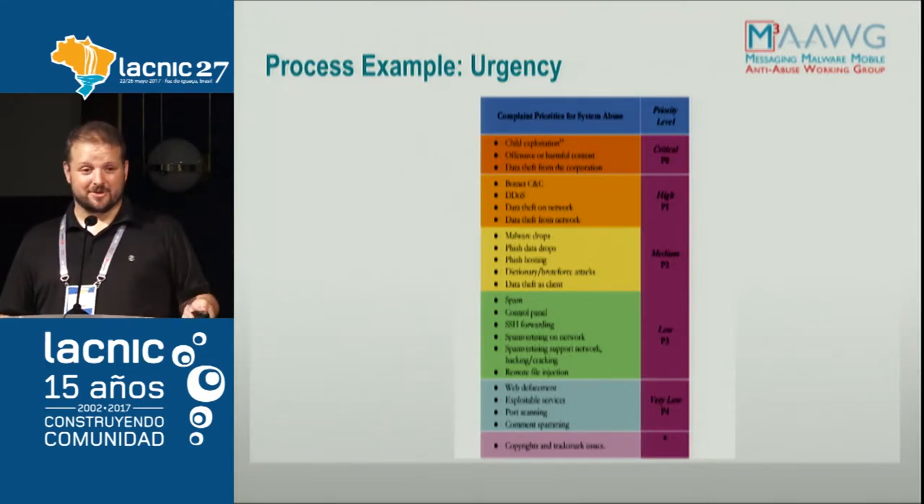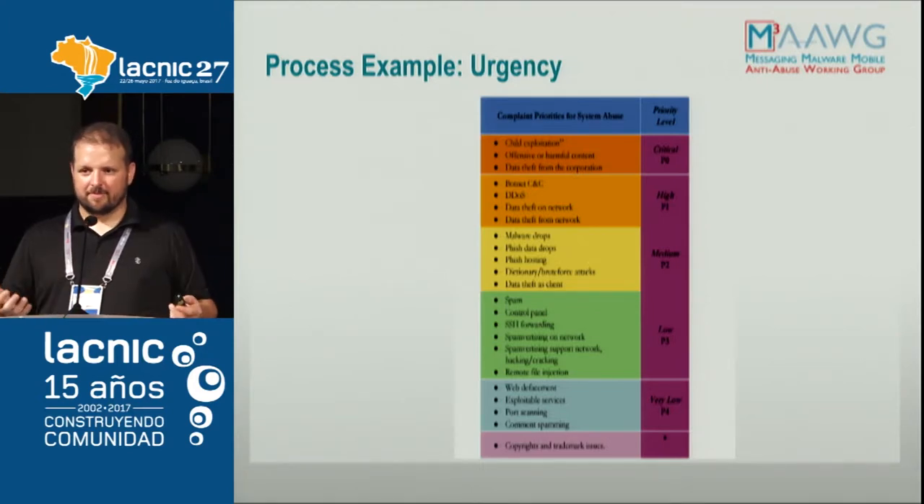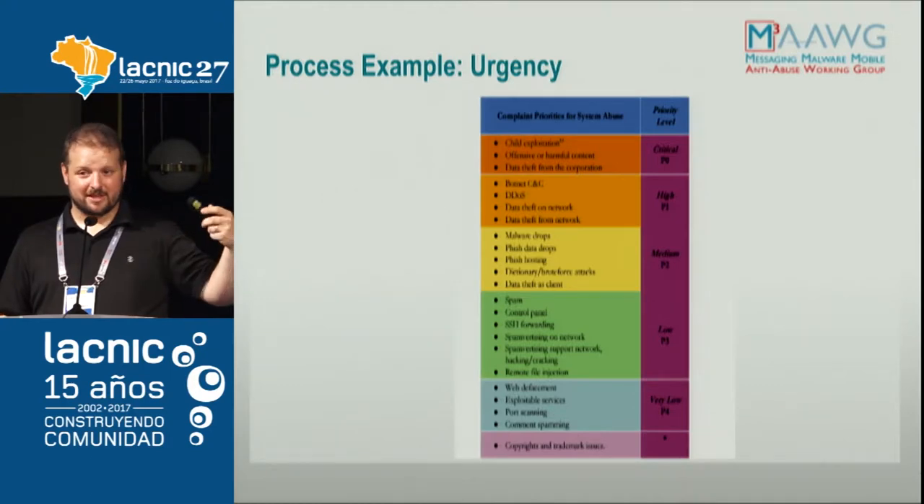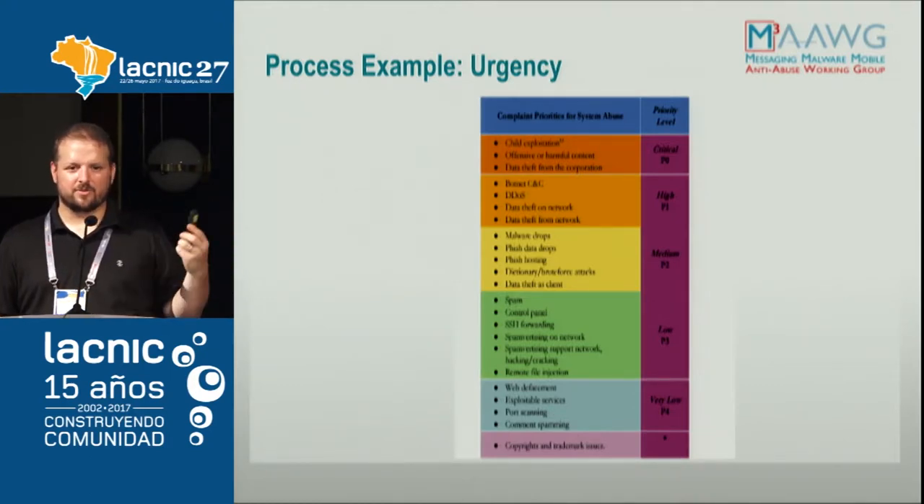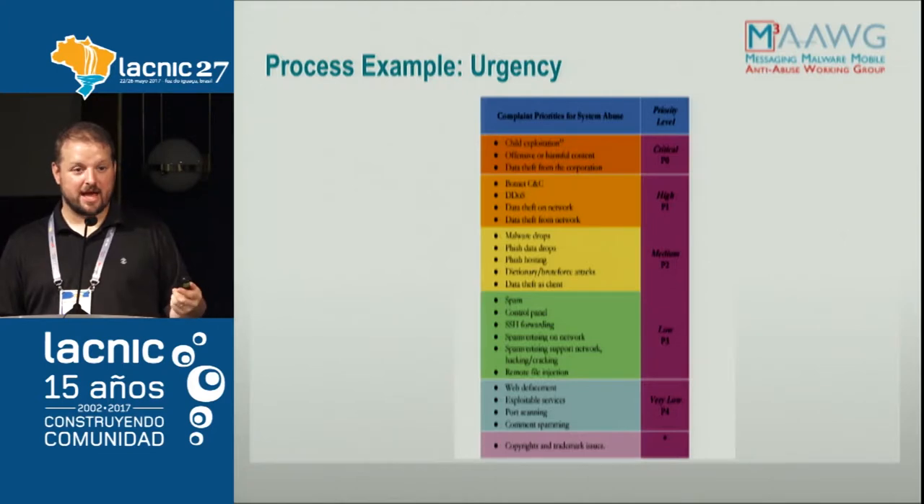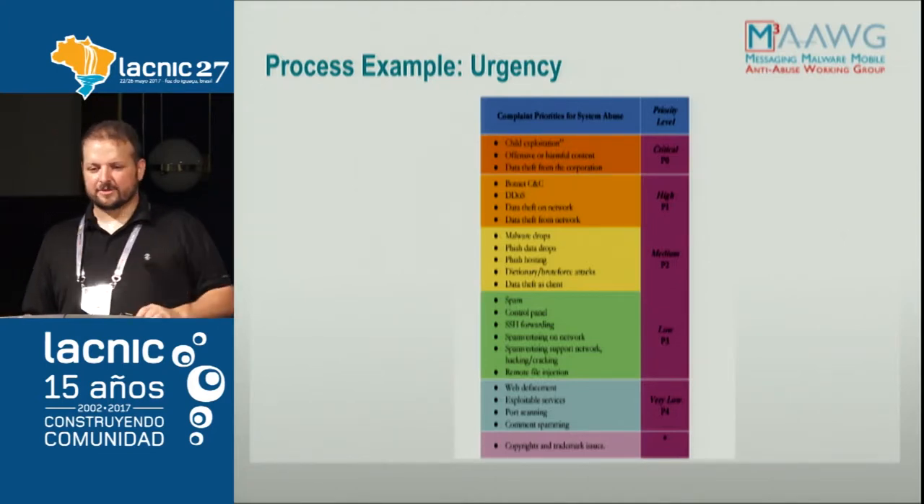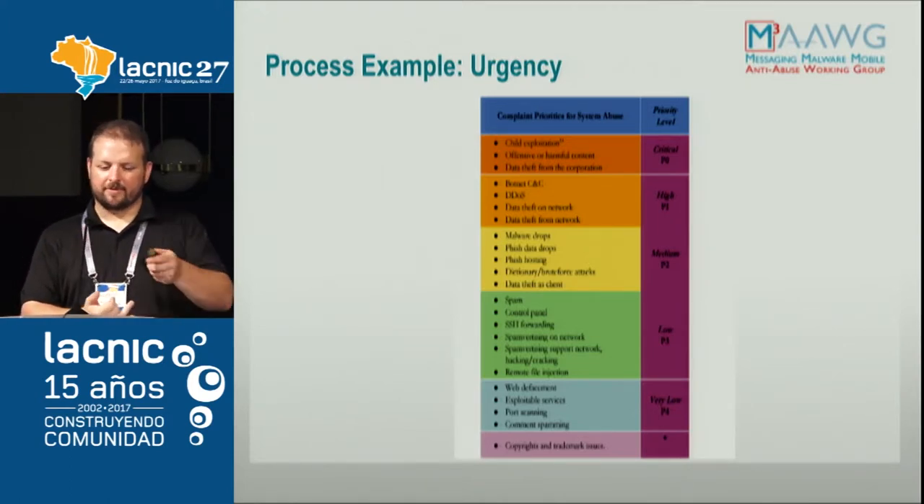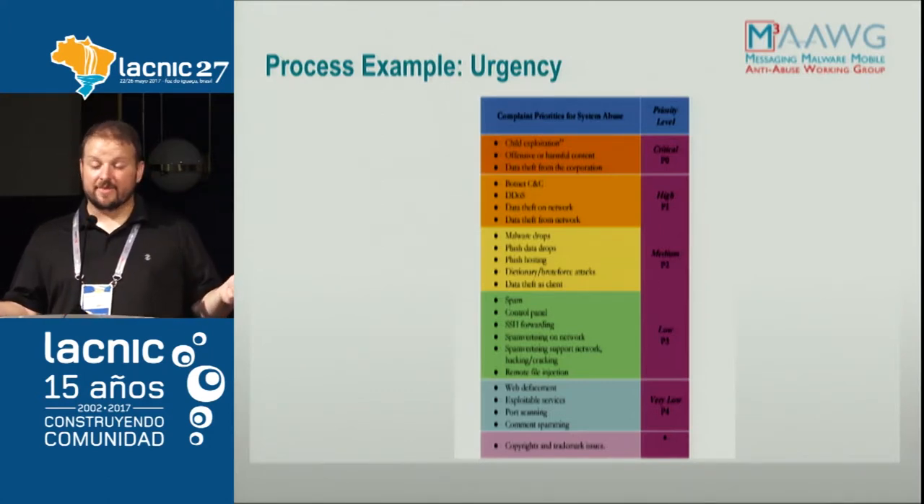Then you get down to the lower priorities, which is talking about spam. I know that some people may say, why do you have spam so low? But in the debates that we were having, it was more or less that the stuff I've already mentioned is a little bit more critical to protecting that network and protecting what's happening. So we've chosen our type, which is spam, and we've chosen our urgency, which, referencing this, is low.